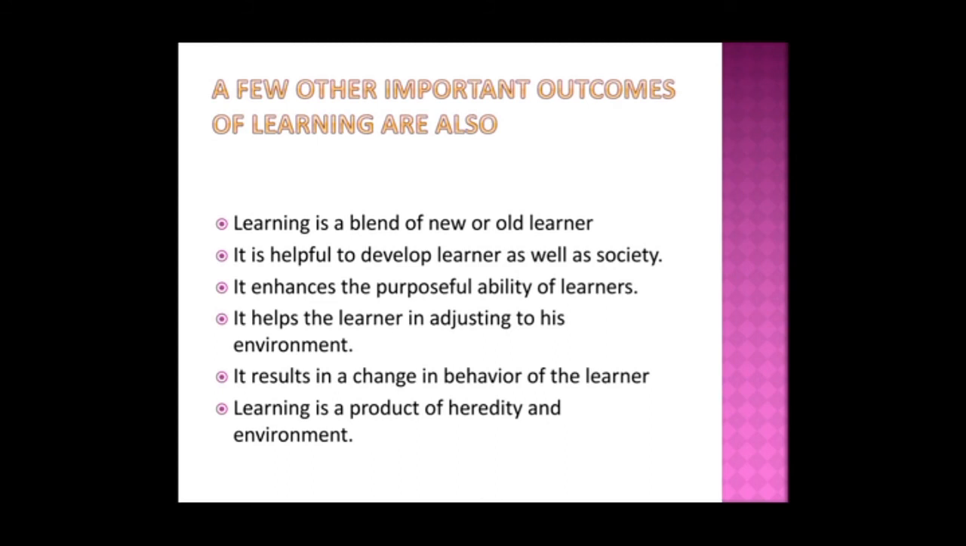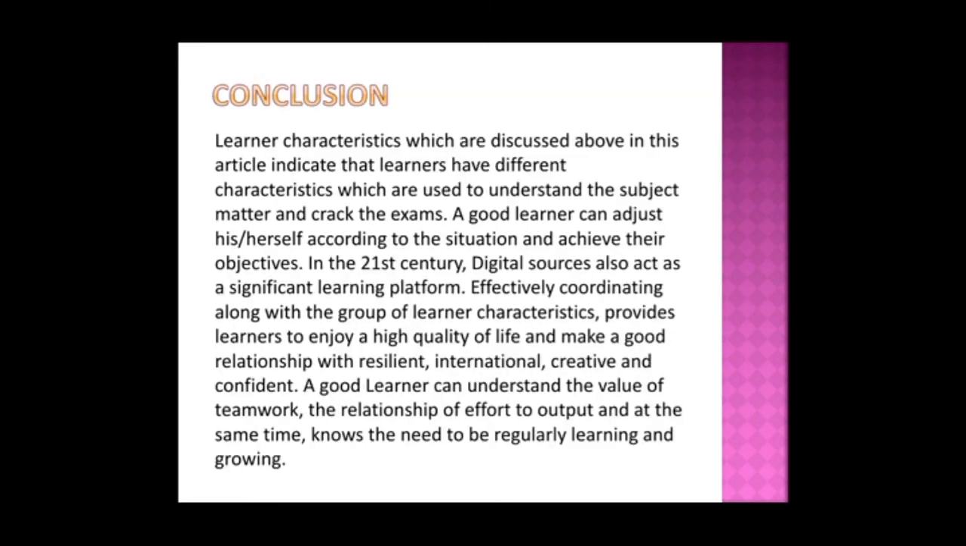And a few other important outcomes of learning are: learning is a blend of new and old learners, right? It's an old learner just giving their ideas or their knowledge to the new learners. So it's a blend of the learning process. It's helpful to develop learners as well as a society, and it enhances the purposeful ability of the learner. It helps the learner in adjusting to his environment. It results in a change in behavior of the learner. Learning is a product of heredity and environment. Okay, these are some other important outcomes of learning.